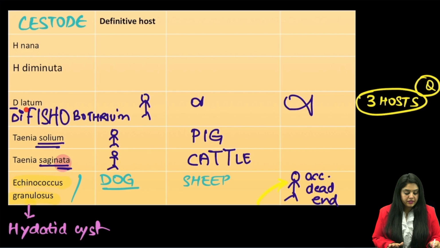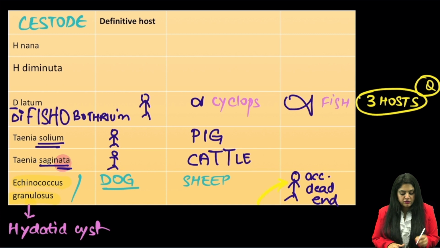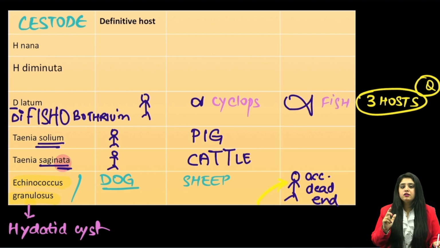Now please note that of the two fish, the small fish is known as cyclops, and the big fish is known as just fish. Human, cyclops, fish. Diphyllobothrium latum.